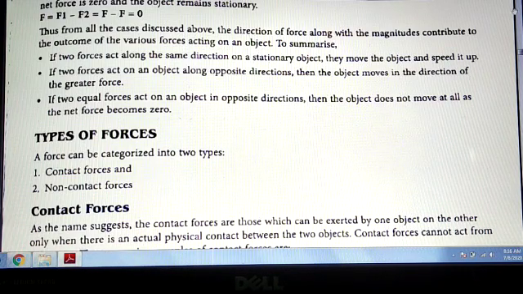If two forces act on an object along opposite directions, the force will move in the direction of greater force. Sorry, not the force, the object will move in the direction of the greater force. And if they are equal and act in opposite directions, it will cancel the resultant force and the net force will become 0.